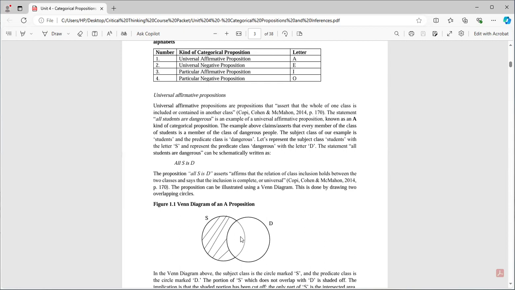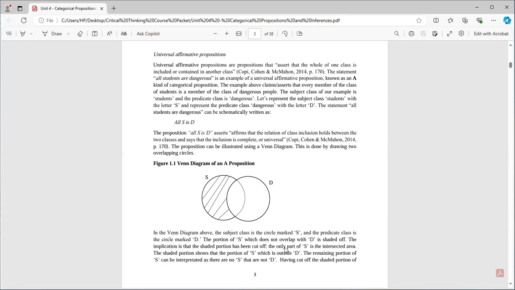For a universal affirmative, the area which is not intersecting with the predicate class, you shade that place off. When you shade that place off, the meaning is that that place has been cut off, and it is no more S. S is only the intersected area of the two circles. Is that clear? Yes, sir.